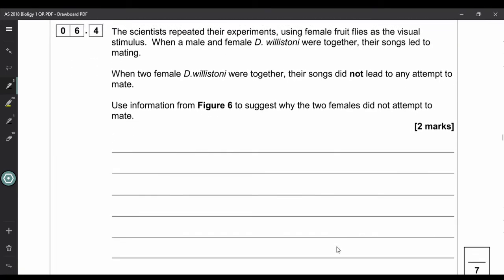So the last part of this question, it says scientists repeated their experiments using female fruit flies as the visual stimulus. When the males and the females were together, their songs led to mating. When two females were together, their song did not lead to any attempt to mate. Use the information from figure 6 to suggest why two females did not attempt to mate. So it's telling us to look at figure 6. So we're going to have to compare the male and the female songs to come up with an idea why they did not mate when you had two females.